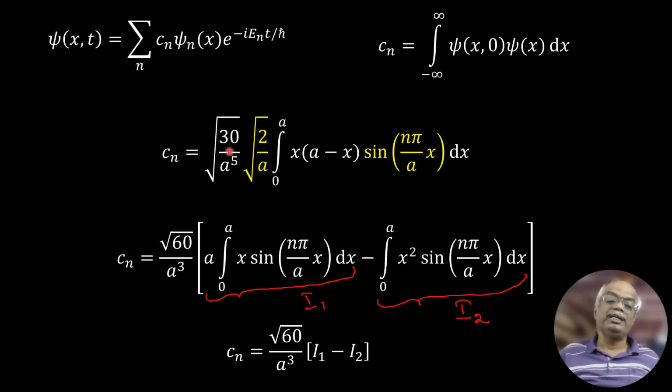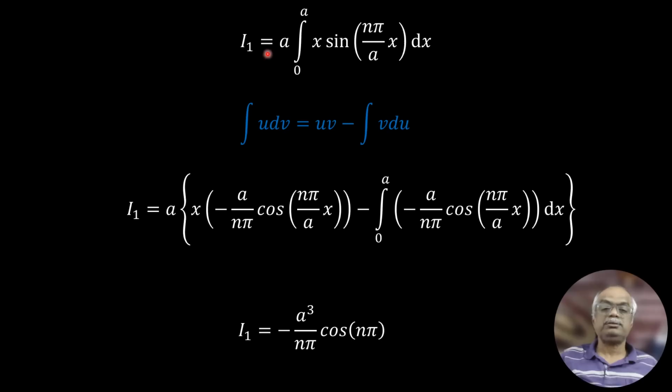So here you can see this is square root of 30, this is square root of 2, which will become square root of 60. And here square root of a to the power 5, here square root of a, which will become square root of a to the power 6, which, if you remove the square root, will become a cubed. So Cn is equal to square root of 60 divided by a cubed times (I1 minus I2). Now we will find each integral value.